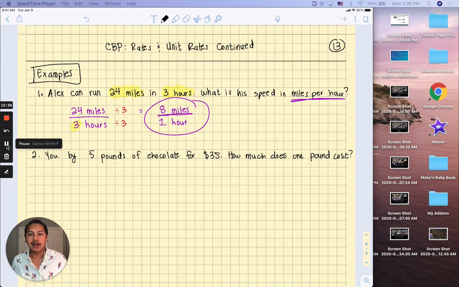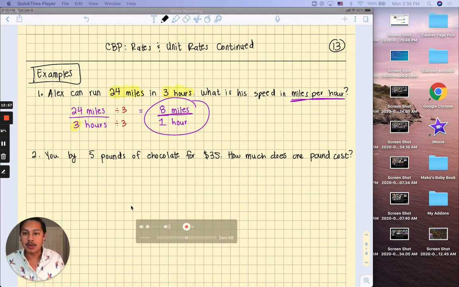All right, pause the video, copy down this questionnaire. So, you buy 5 pounds of chocolate for $35. The question is asking us, how much does 1 pound cost? Remember, 1 is a very important number here. This 1 is a big giveaway. We need to find the unit rate. We need to figure out, well, how much does 1 pound cost? So, let's follow our steps.